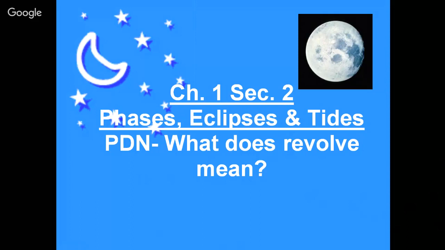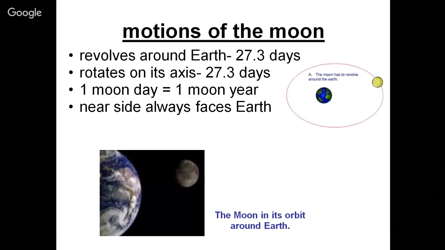Right. Last section we were talking about the motion of the Earth. Today we're talking about the Earth and its relationship with the moon. The motion of the moon. It revolves once around the Earth every 27.3 days. It rotates on its axis also once every 27.3 days. That means that the same side of the moon is always facing the Earth.